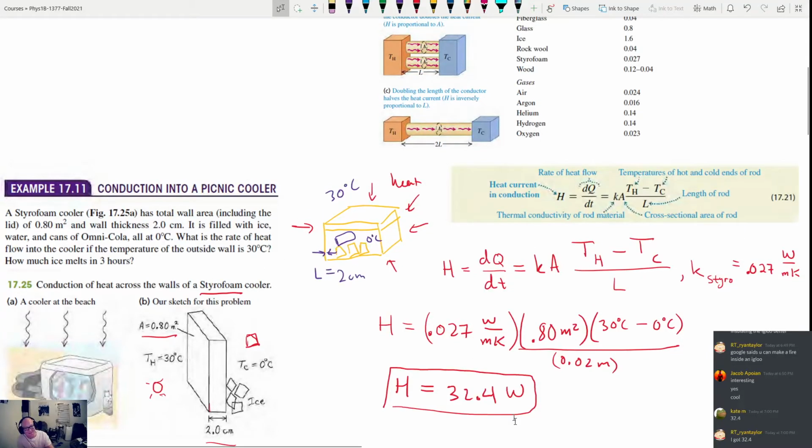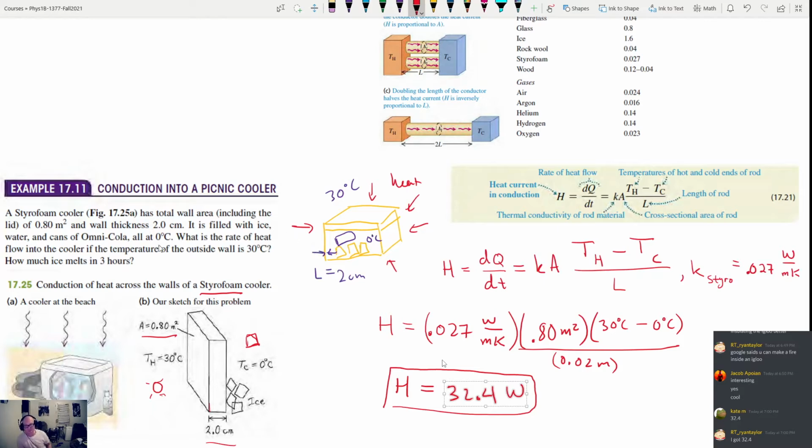So if this was made of metal, we would get an answer that would be 15,000 times bigger. So to tell you what that would be, if I take 32.4 and I multiply by 15,000, my answer would be 486 megawatts. That's a lot of energy. You could expect that if this was a metal box, that the ice would melt extremely quickly, right?